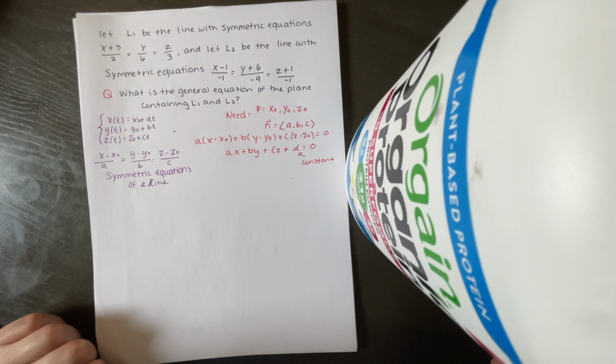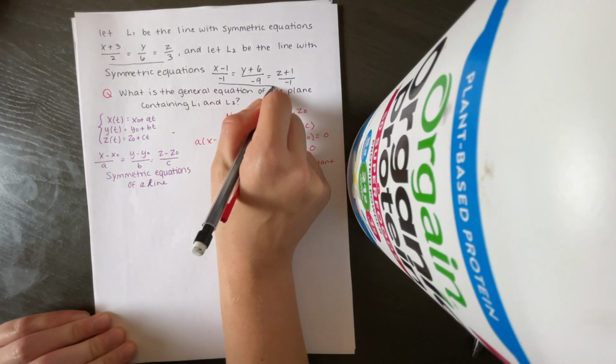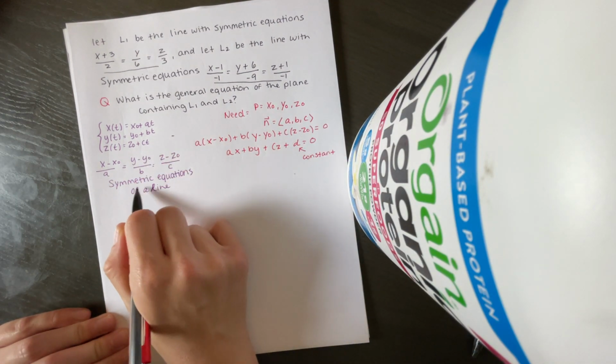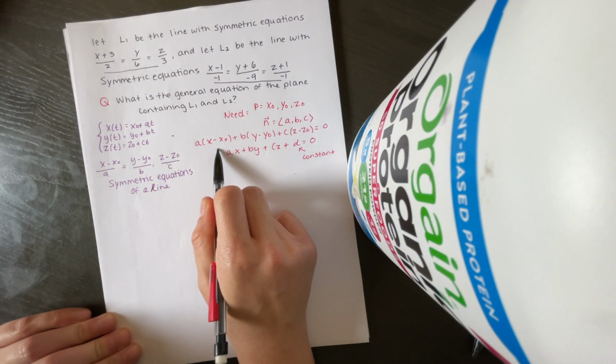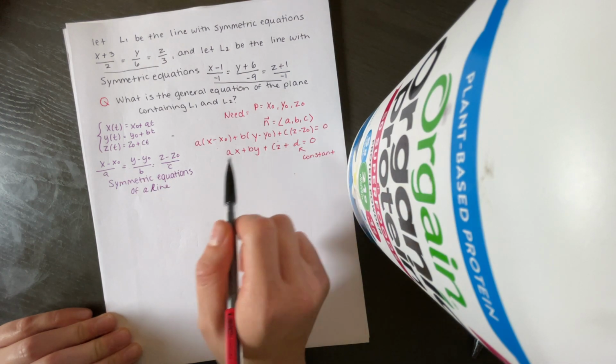Okay, so we have two lines with symmetric equations, and we need to write the general equation of the plane containing line 1 and line 2. So this is line 1 and this is line 2. And you see here we have our symmetric equations of the line, and then here is our equation of the plane.